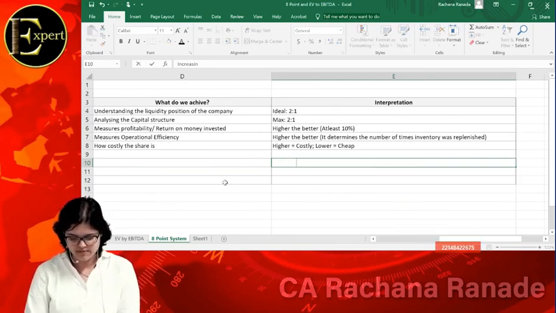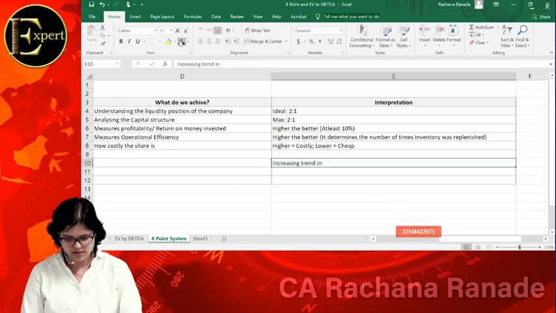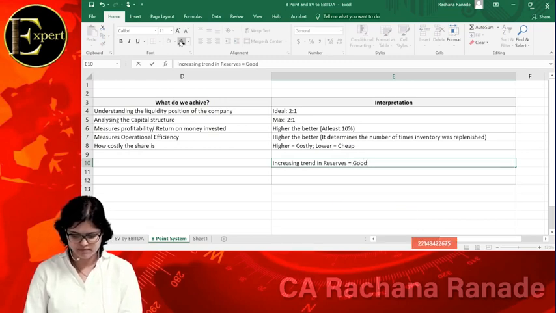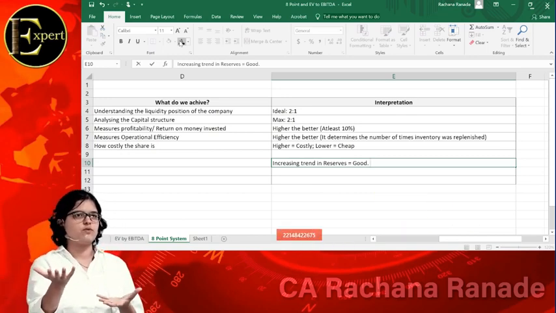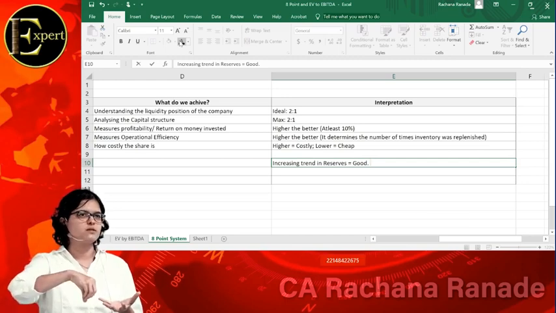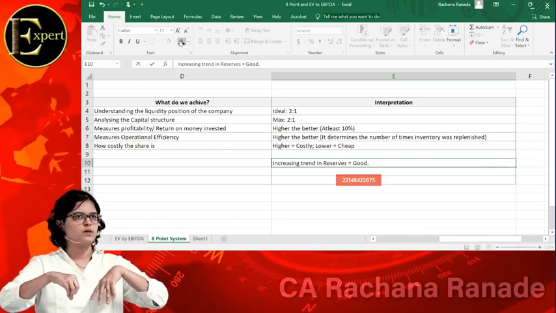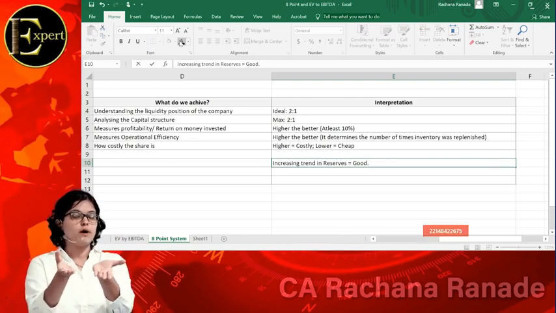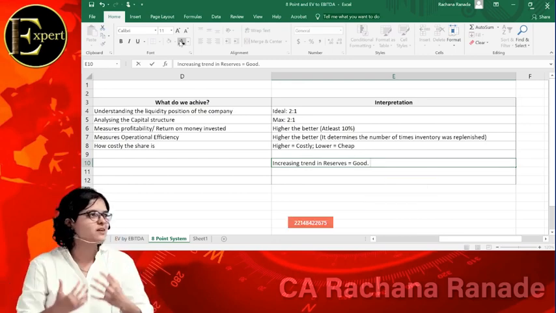Increasing trend in reserves. Increasing trend in reserves is equal to good. This is the first interpretation. And the second interpretation, if you remember, is share capital to reserve. Share capital means money invested in the business, and reserves is money that has been generated by the business. Okay. So if this ratio is higher, then what does it mean? The business is generating more money than we had invested in the business.